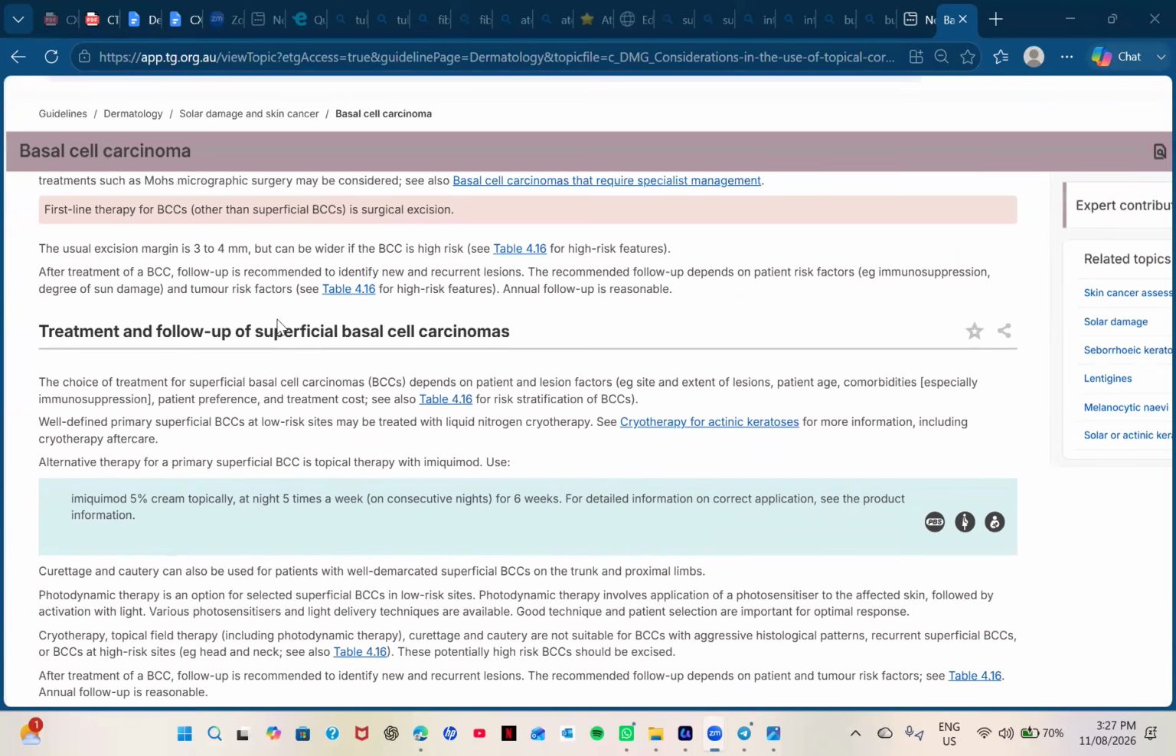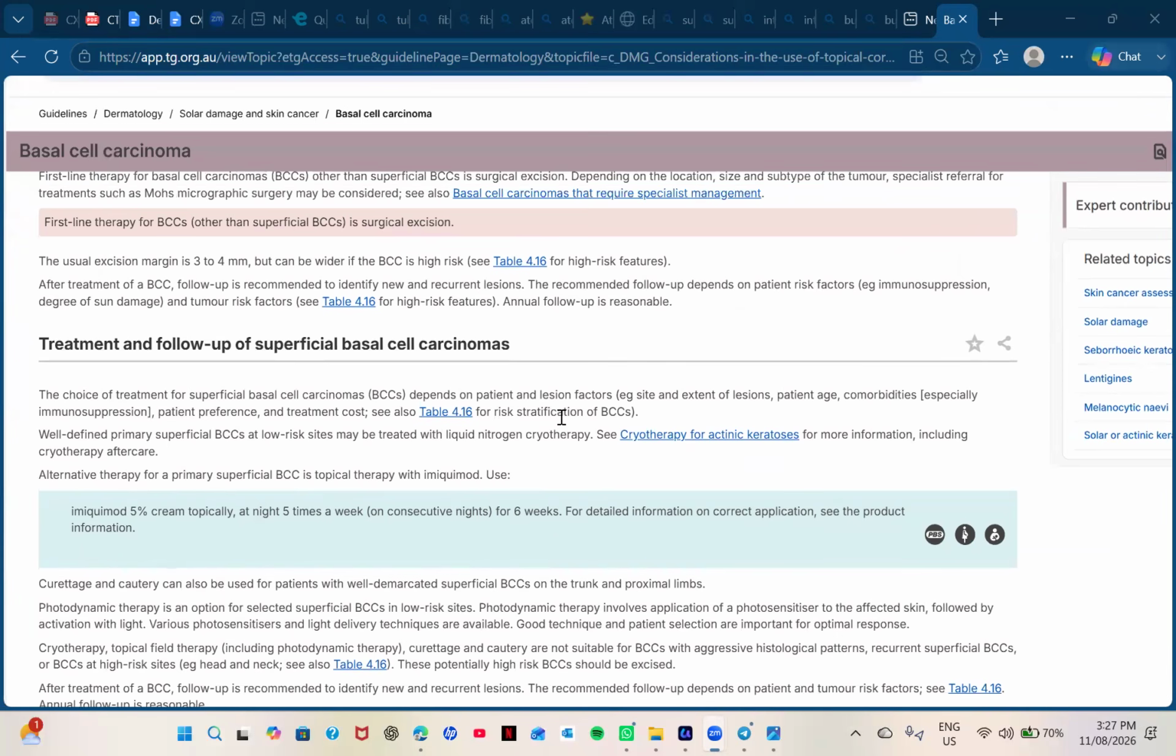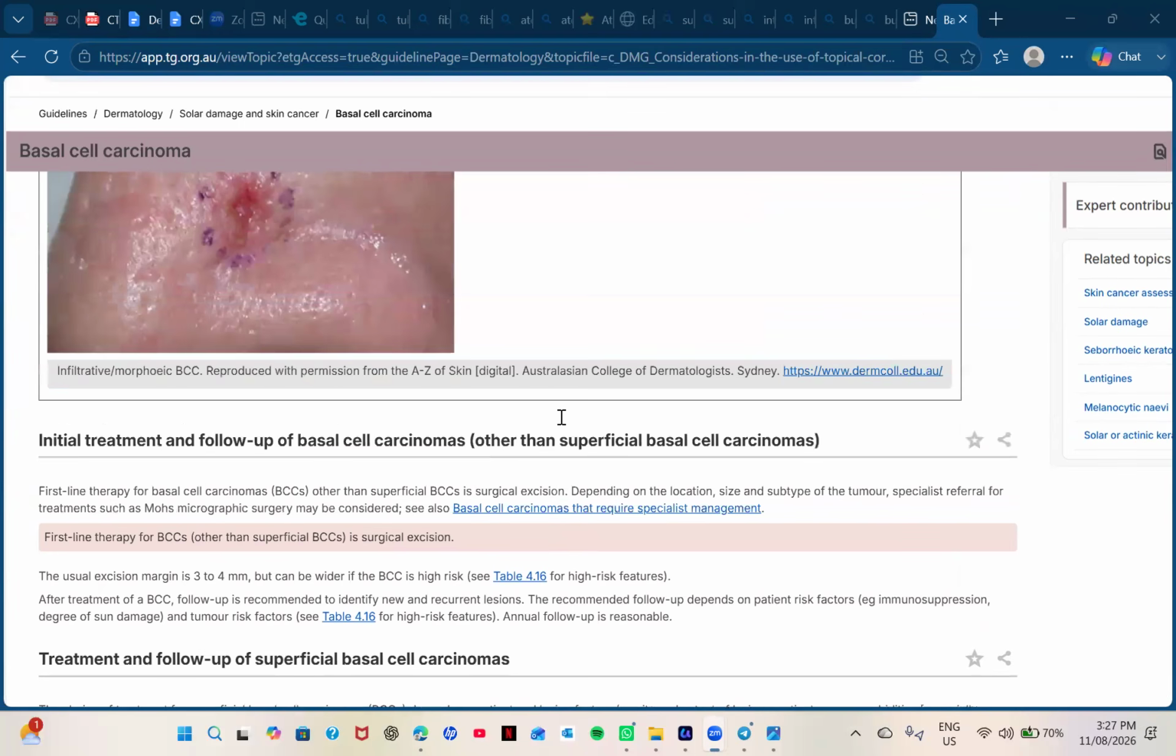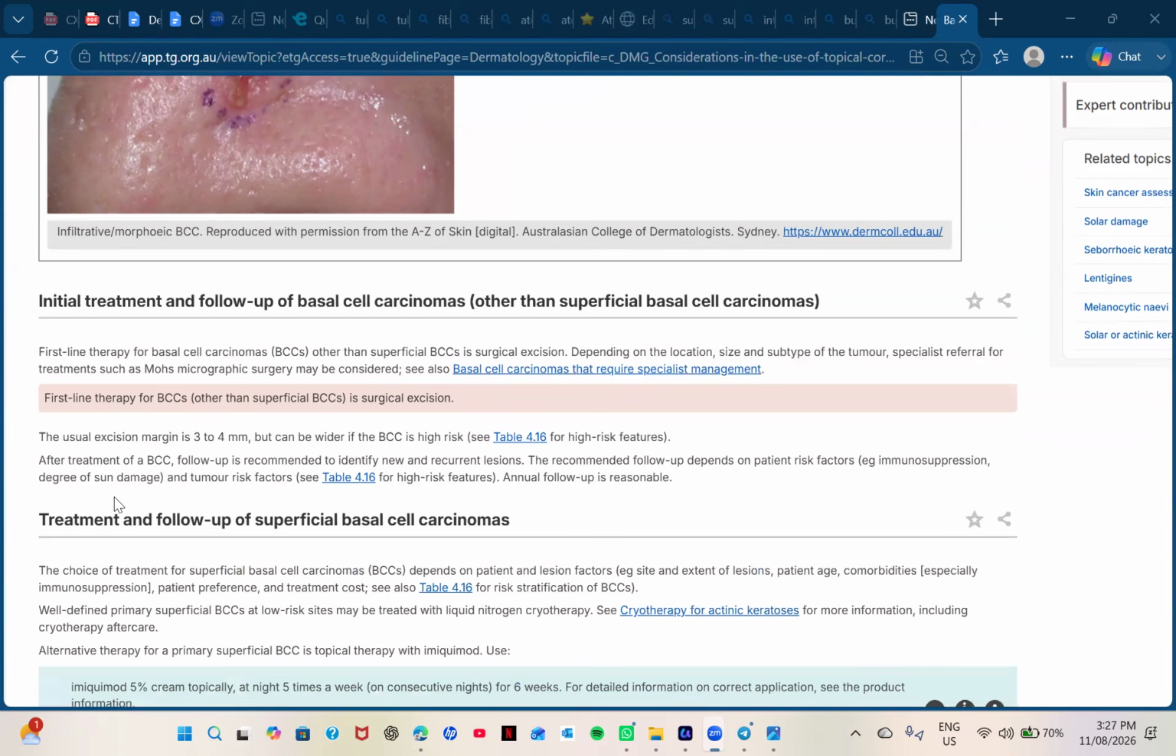If it is other than superficial basal cell carcinoma, first line therapy is surgical excision. Why? You need to get the biopsy and diagnose it properly. Because these are very small lesions, you can do the excision with a margin of 3 to 4 millimeter and take the samples for histopathology, because it's not a large lesion. I hope you don't confuse this.